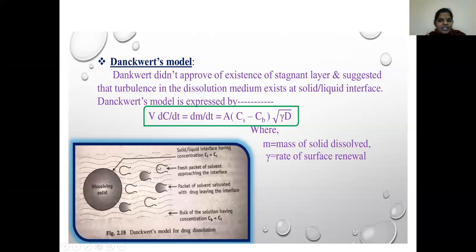So the only difference is that here there is no stagnant layer. In the diffusion layer model, there is a formation of a stagnant layer. And one more important thing, here there is the creation of turbulence with the solvent packets. So there is a chance to renew the surface of the solution every time. This is about the Danckwerts model.